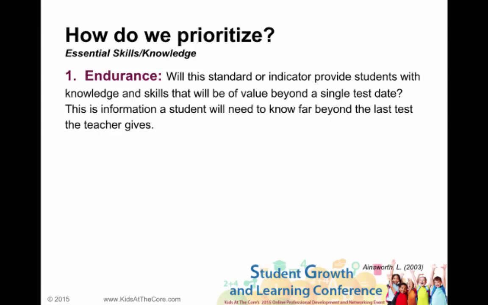So when we think about how we prioritize, one of the ways that Larry Ainsworth and Doug Reeves have both written about is to think about a three-step element. The first element being that of endurance.